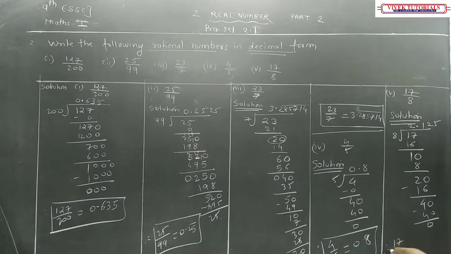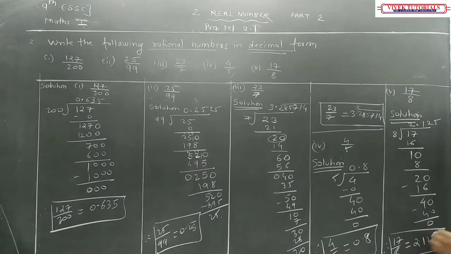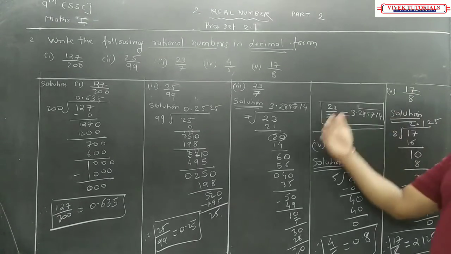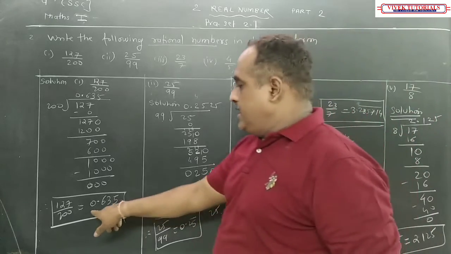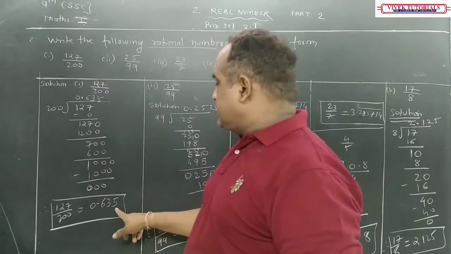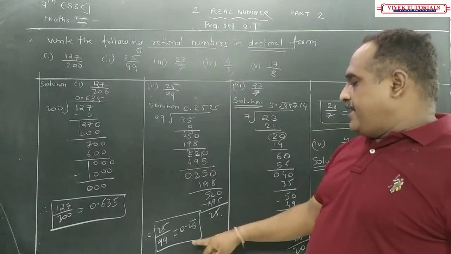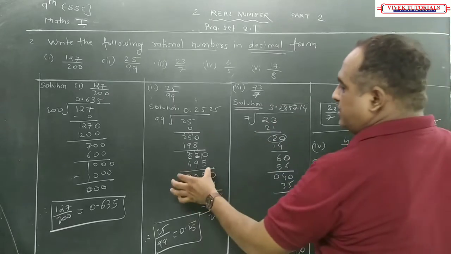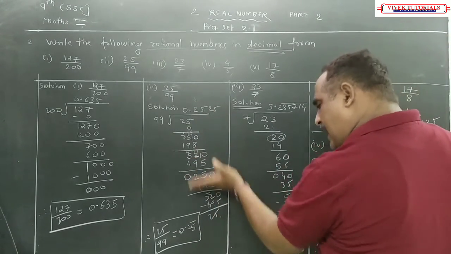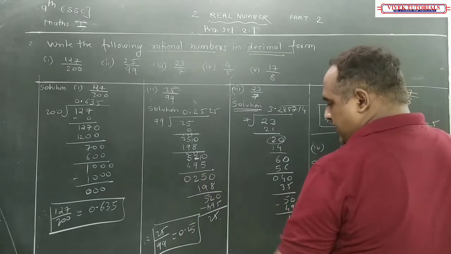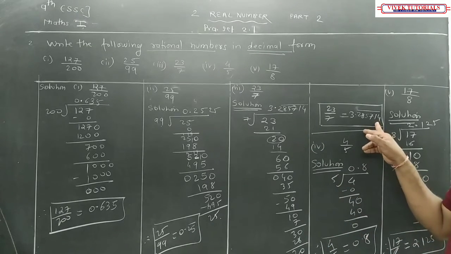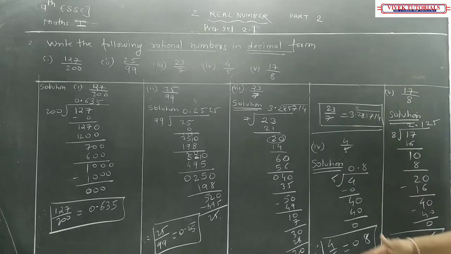Therefore 17 by 8 is equal to 2.125. I'm not going to draw a line because it is terminated. What is required to draw a line is that it should be recurring. Look, here it ended. 127/200 is 0.635. 25/99 is 0.25, but it is recurring, so you can do it up to here. Sorry, as soon as 25 came you should have stopped, but I will explain. If you want to stop it here, it's okay. It should be the answer. Here also it is starting to repeat. That's why I stopped there only. Have you understood this? This way we are going to do it.